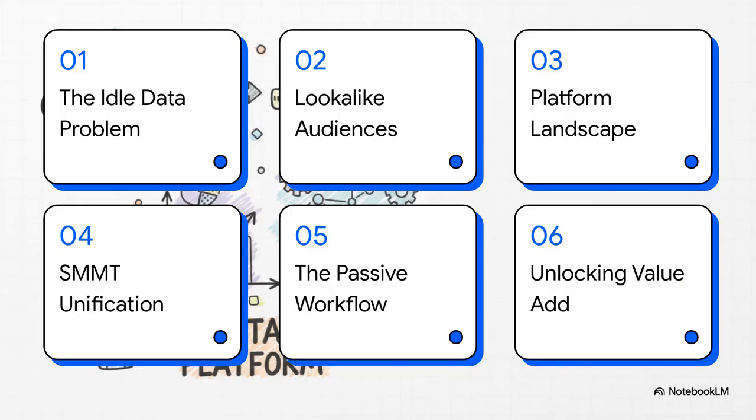Here's a quick roadmap of what we're covering today. First, the idle data problem. Second, what are lookalike audiences? Third, a complex platform landscape. Fourth, enter SMMT unification. Fifth, the SMMT passive workflow. And wrapping up with number 6, unlocking the value add.